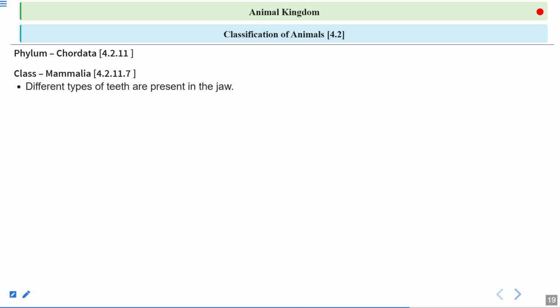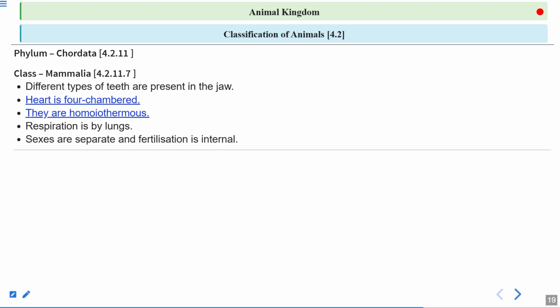Different types of teeth are present in the jaw, and that is for the type of food we are eating. We are having incisors, canines, premolars, and molars. Heart is four-chambered. They are homoiothermous, that is, they can regulate their body temperature. Respiration is done by lungs. They are having lungs, so that is helpful for the process of respiration.